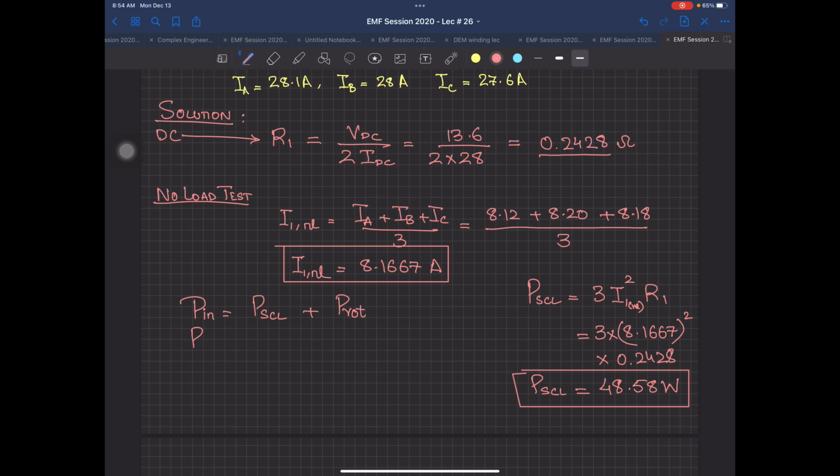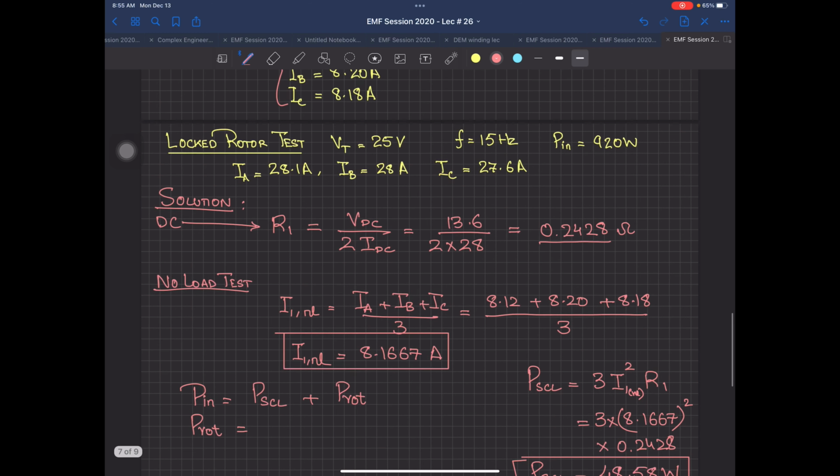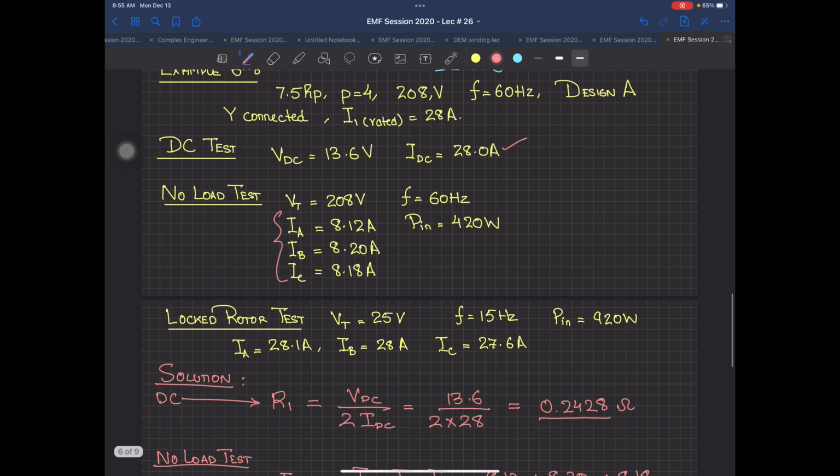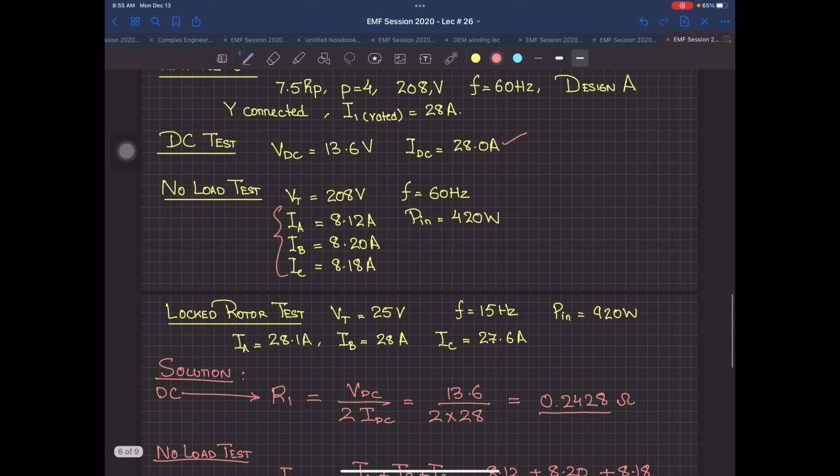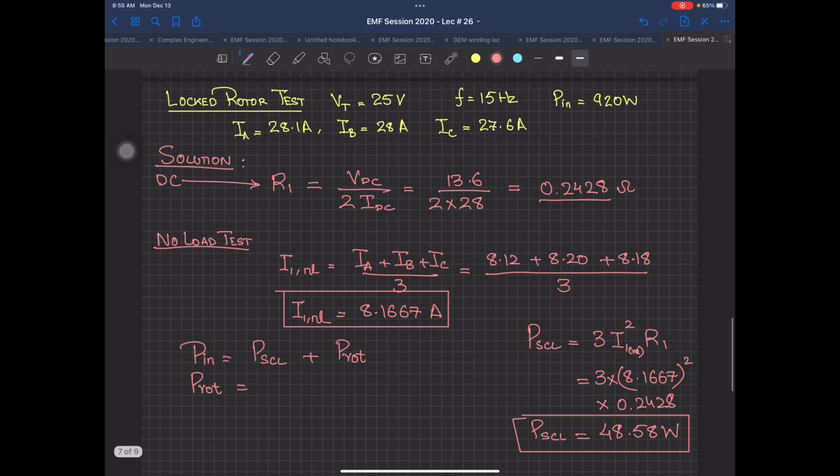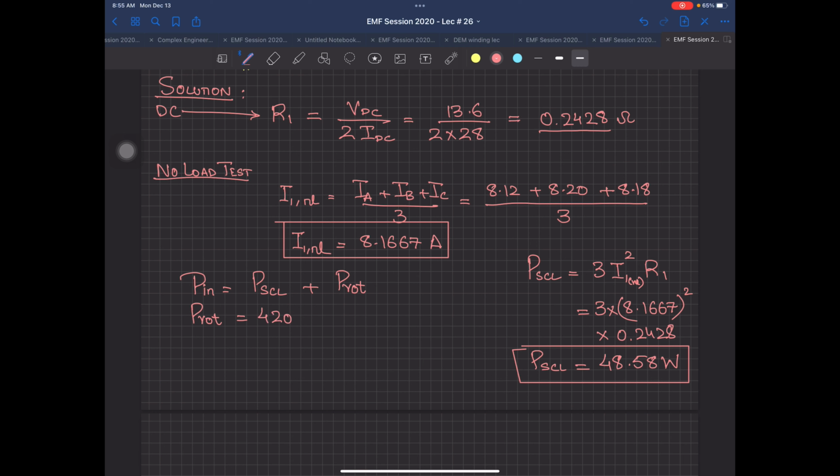If you are interested, it is not asked here, but if it is asked, to find out the rotational losses, this will be input power minus stator copper loss. Now what is input power? 420 watts. So this will be 420 watts minus 48.58 watts. Please subtract these two. 371.419 watts. So this is the rotational losses.